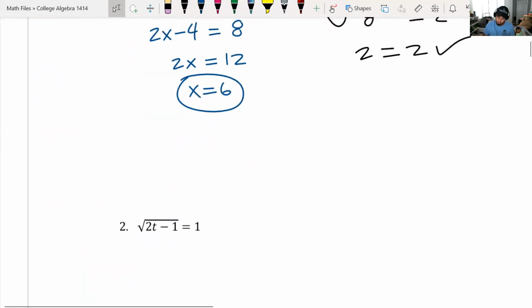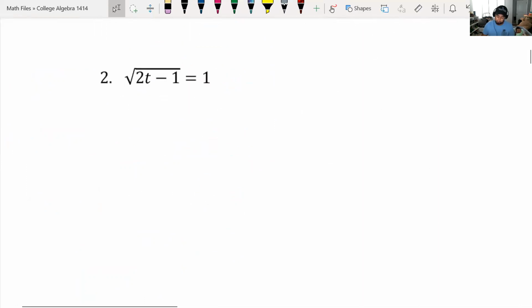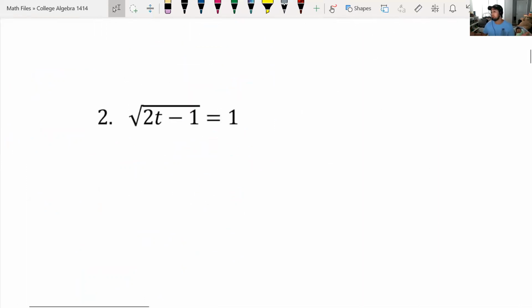Okay. Now, number 2, same exact thing here. So you have the square root of 2t minus 1 equal to 1. So it is a square root, which means in order to get rid of the square root, you must raise everything to the second.